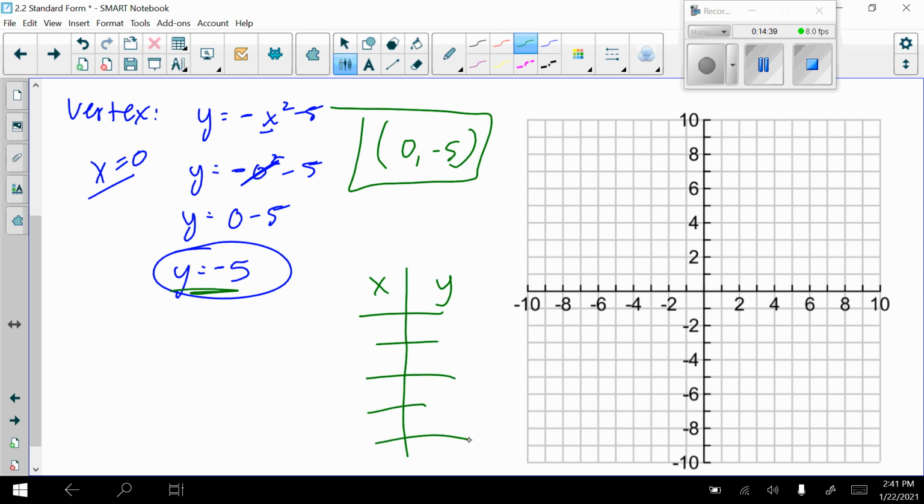Vertex goes in the middle: 0, negative 5. I want 2 points bigger, 2 points smaller. Pick the ones that are easier, so I'm going to pick the positive numbers. Okay, so let's do x equals 1.